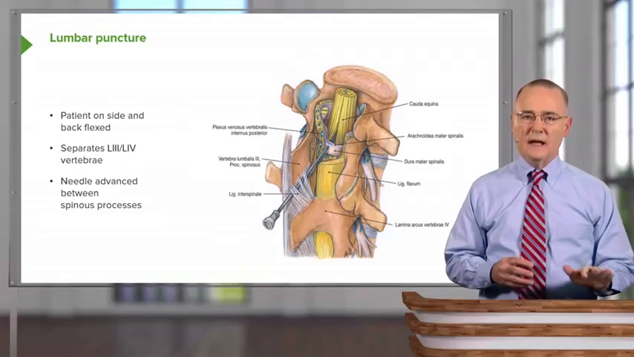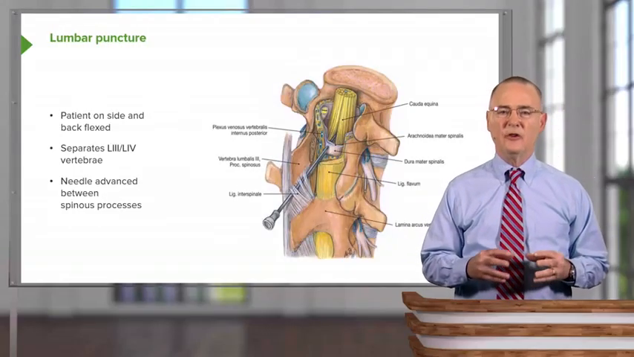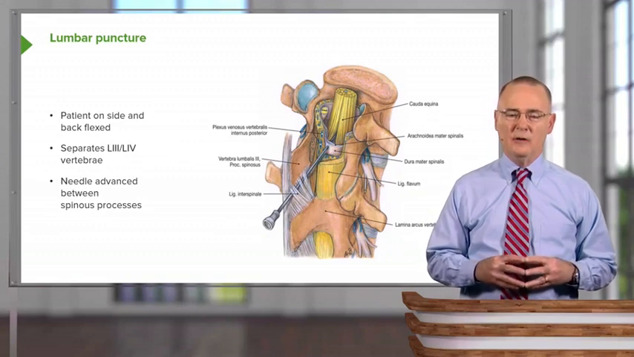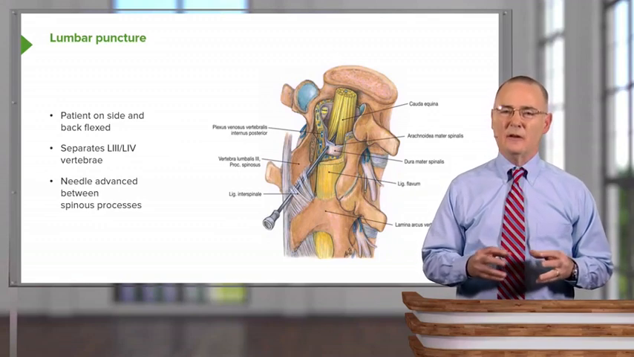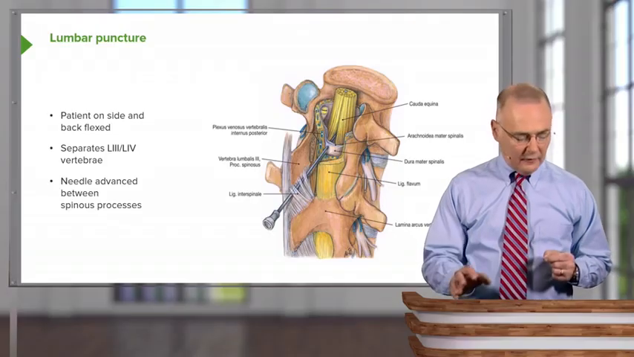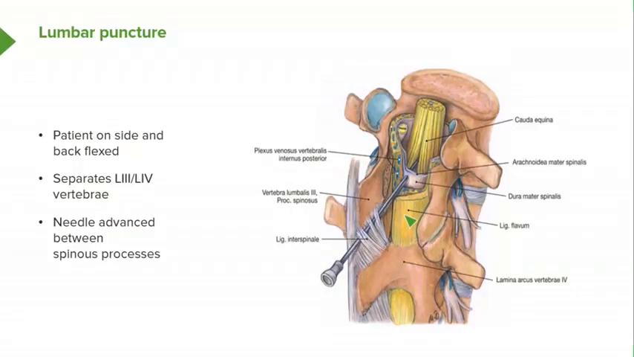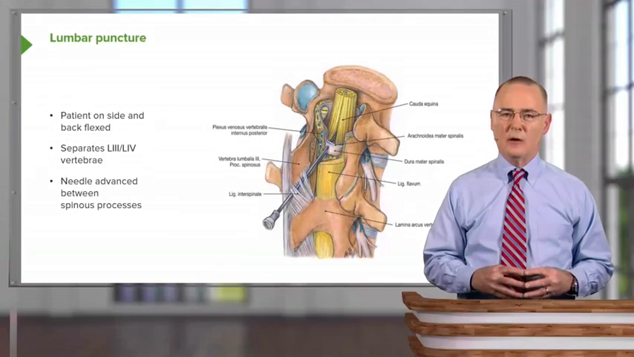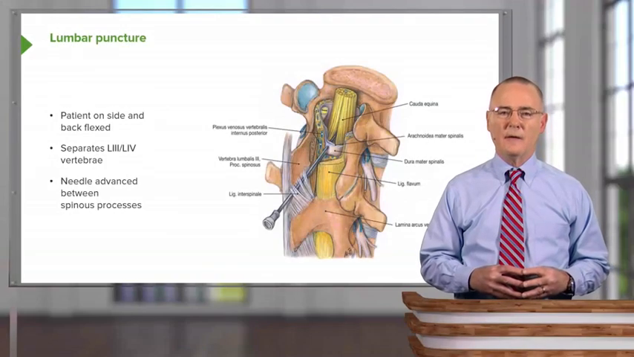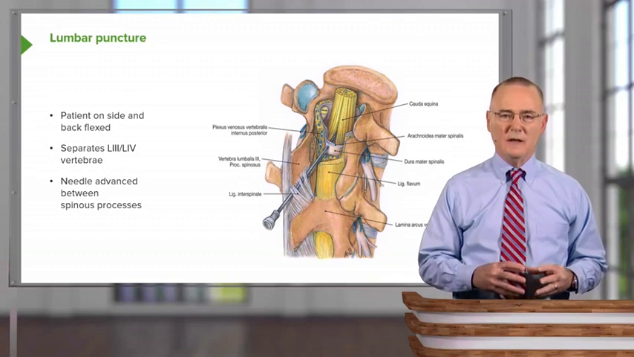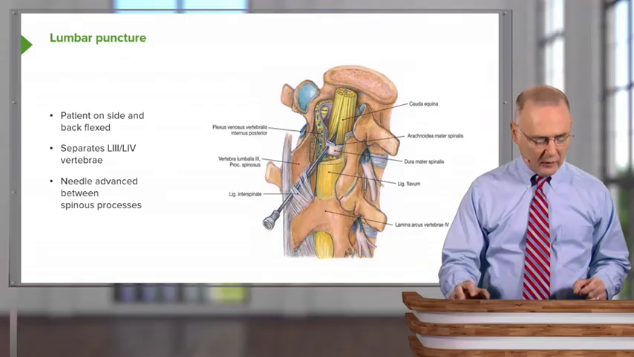So if we take a look at the next slide, we see an illustration of a lumbar puncture and the clinically applied anatomy. So what will happen is the patient will be on their side, and they will be in a fetal position, thereby flexing their back. This then will allow for separation of the posterior vertebral arch components, and will more readily receive the needle that is being advanced between the vertebral components to enter the subarachnoid space.